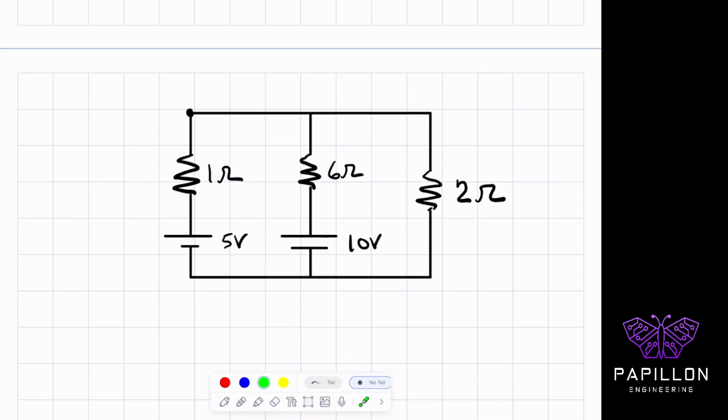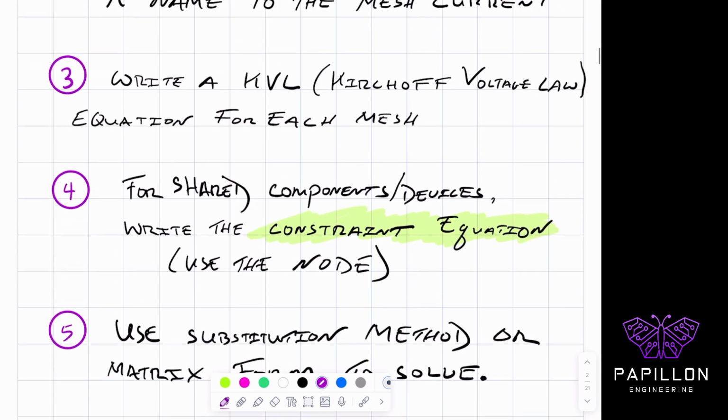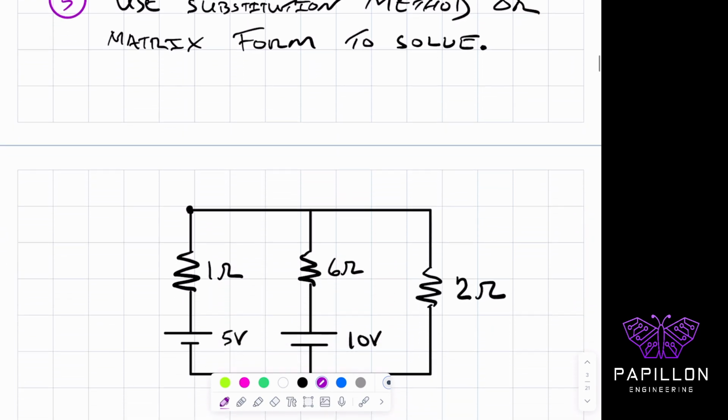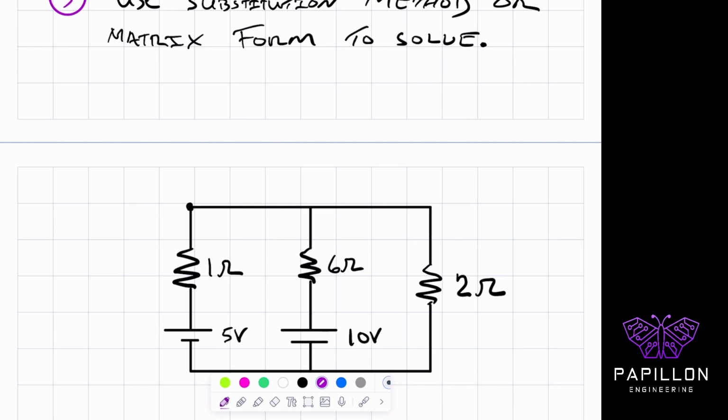So here's our problem. When we're looking at the problem, our very first step asks us to identify the loops and give a name to the mesh current. What we have here is a 2-loop problem. So I'm going to identify my loops. Here I'm drawing a circle, or at least a partial circle. Let me try that again. All right. We have another one over here. So far I didn't put a direction of the current. We're just going to put down either that it's going clockwise or counterclockwise.